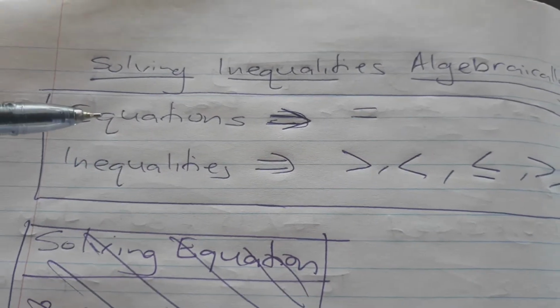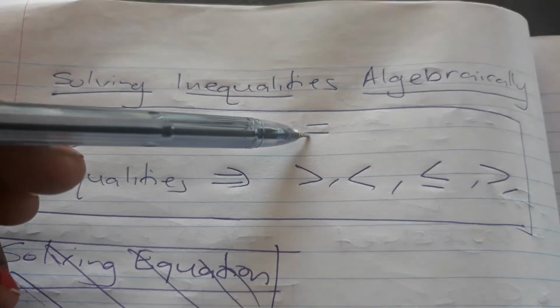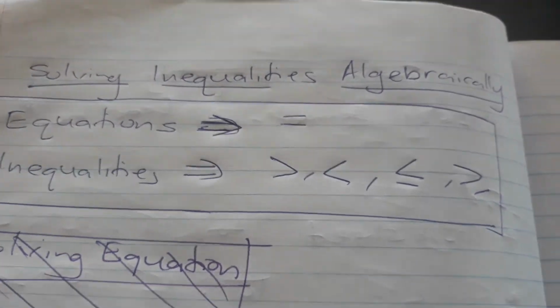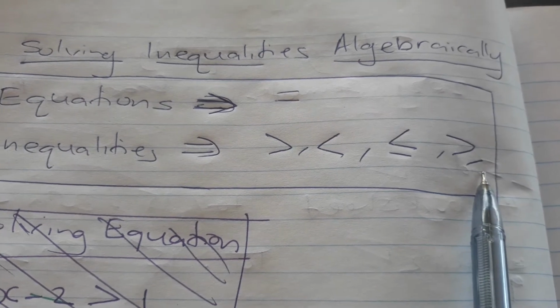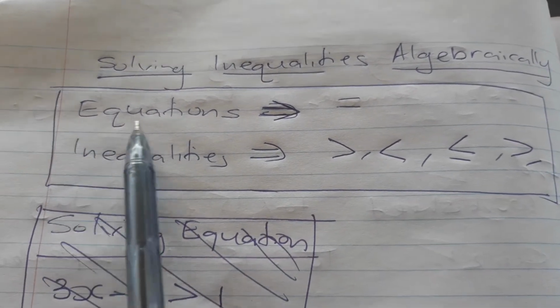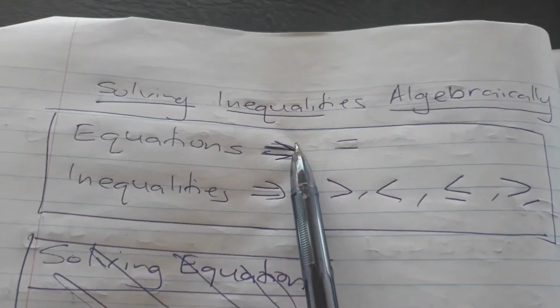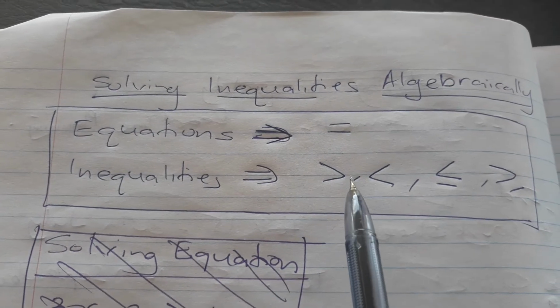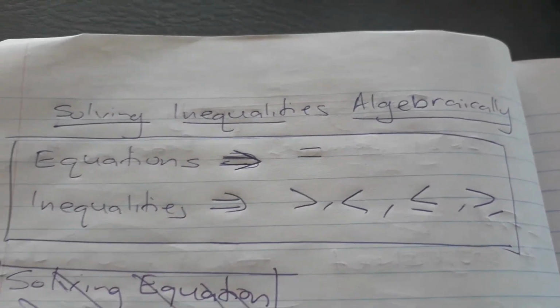Okay, so the difference between equations and inequalities. Equations will have an equal sign. The inequalities will have a greater than or less than or greater than equal to or less than equal to sign. So you are going to solve the inequalities in a similar way to how you solve the equations. Instead of the equal sign, you'll have the greater than, less than, greater than equal to or less than equal to sign.